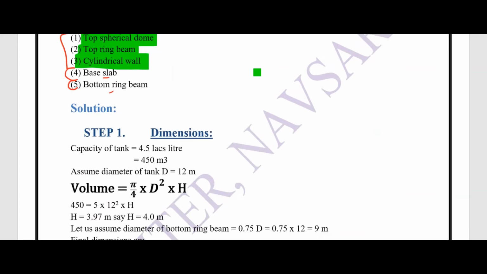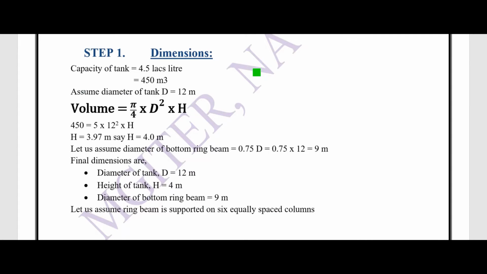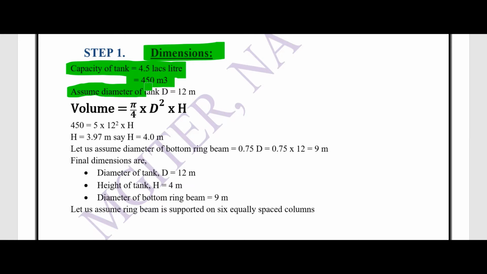First of all, we have to fix the dimension. How do we fix the dimension? Fix the dimension by the capacity of the tank. We have a capacity of tank of 4.5 lakh liter. That means we have a volume of 450 meter cube. Now we assume the diameter of the tank is 12 meter, and the volume is 450.